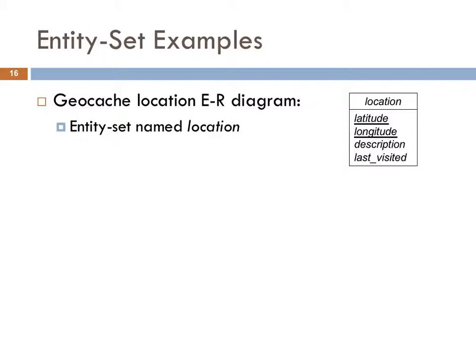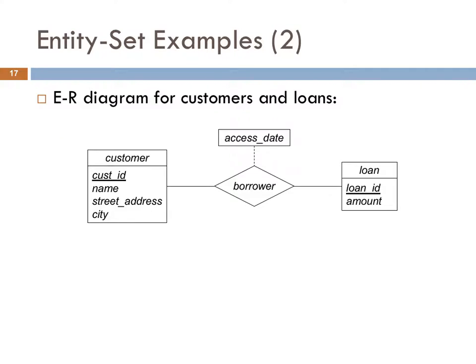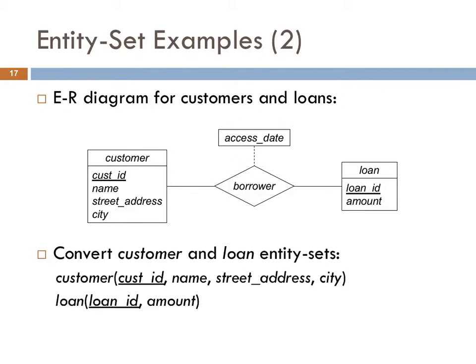All right, so geocache location, latitude, longitude, description, last visit. I mean, how easy can you get, right? Turns into this relation schema. Yeah, that's it. Any questions? It's like, that's the easiest one. Customers and loans. So customer and loan. We're going to start with customer and loan. We just get two relations. And it's very straightforward to carry this down into the SQL implementation language, right? Okay, so that one's easy enough.